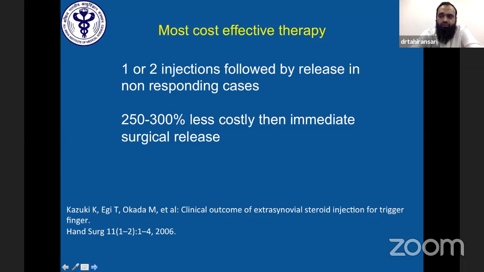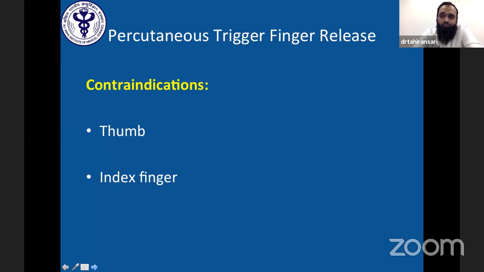And if we are trying for surgery, we can do a percutaneous release. So instead of writing the indication, I am writing a contraindication here, because we should not do percutaneous release for the thumb and index finger, because the neurovascular structures are more volar, more towards the midline. So there are always chances of injury. So don't do this percutaneous release in the thumb and index finger. You can do it for the middle, ring and little finger.